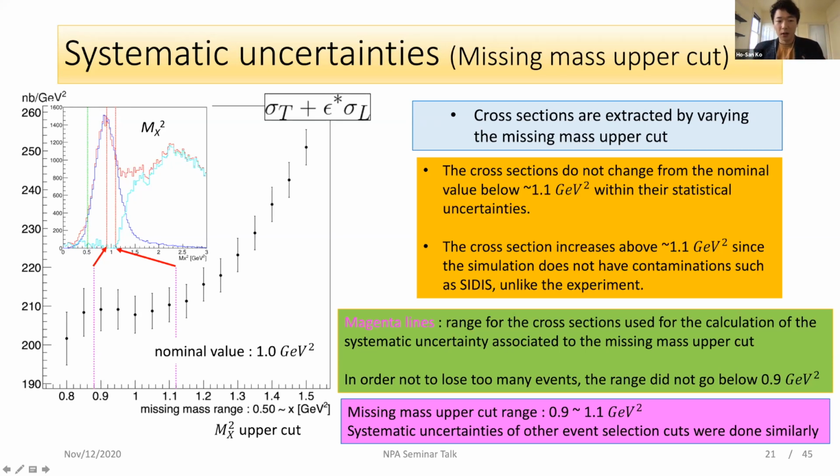So in this case, I give the range for the systematic uncertainty studies from 0.9 to 1.1 GeV squared, and I take the maximum and minimum values of the cross-section and give that as the systematic uncertainty. I didn't go below 0.9 because then I start to cut around the proton mass peak. We lose too much data, and it seems a bit ridiculous to study up to the proton mass peak.